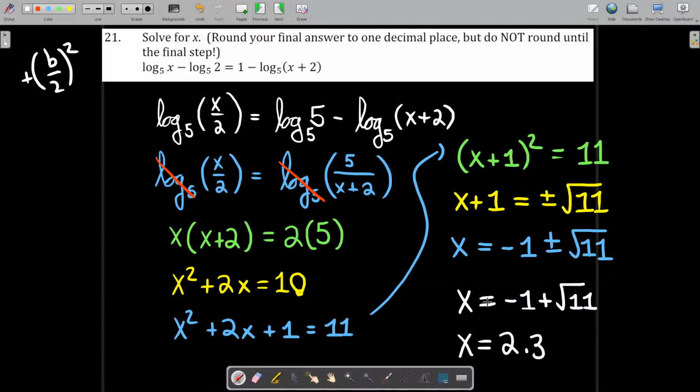If you left your answer as this, I would be totally fine with it. I don't like the decimal answer. I like the exact answer anyway. So either one of these is how you finish up number 21.